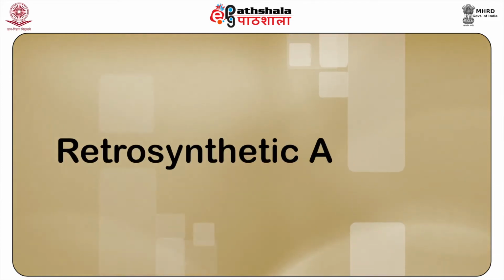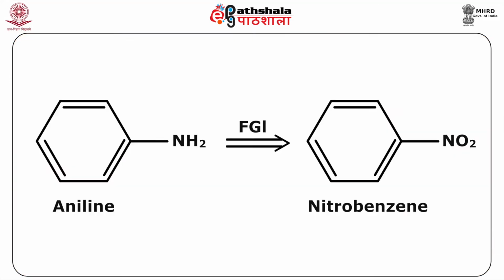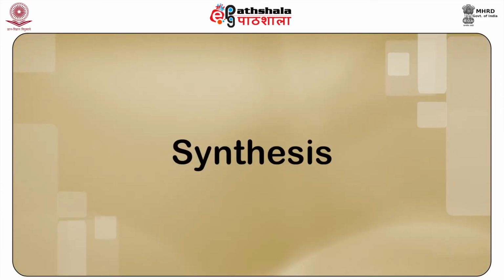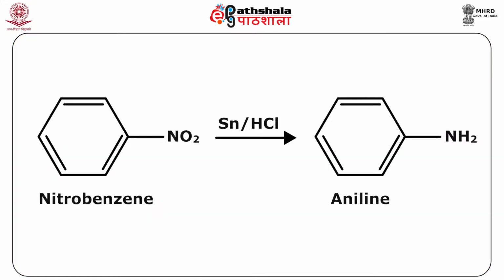The retrosynthetic analysis. The amines like aniline can be obtained from nitrobenzene. The functional group interconversion of amines from nitro group is shown here in the figure. Nitrobenzene can be reduced to aniline using tin HCl as a reducing agent. The conversion is a simple and a direct approach.